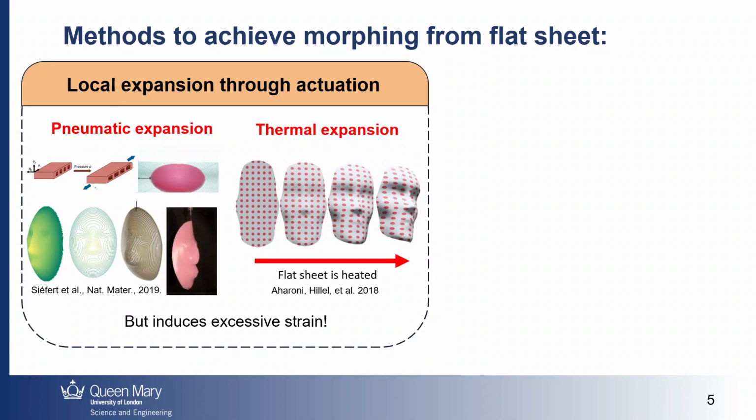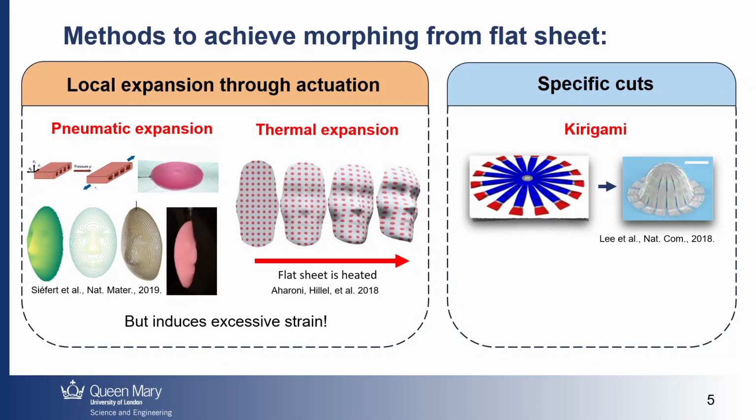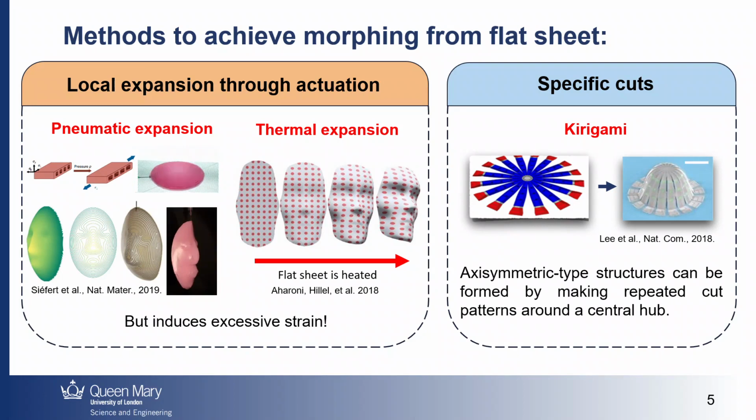One of the methods is to use local expansions through actuations, for example, pneumatic expansions or thermal expansions. But this will introduce large strain locally, which is not desirable for something like wearable electronics. Another way to achieve that is using so-called Kirigami structures, where you cut the flat sheet in specific locations, then apply external load or stimuli, and you can achieve the 3D shapes.